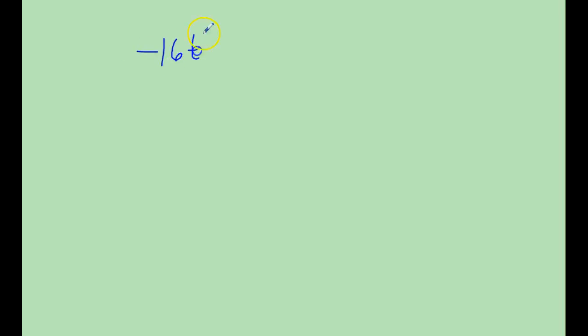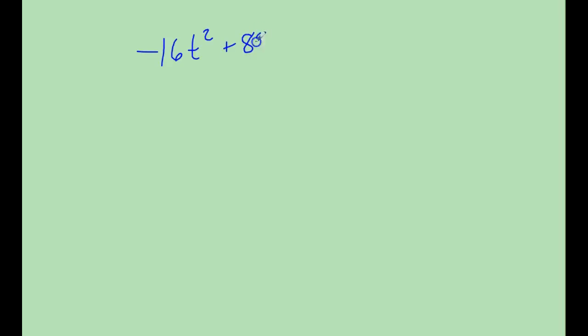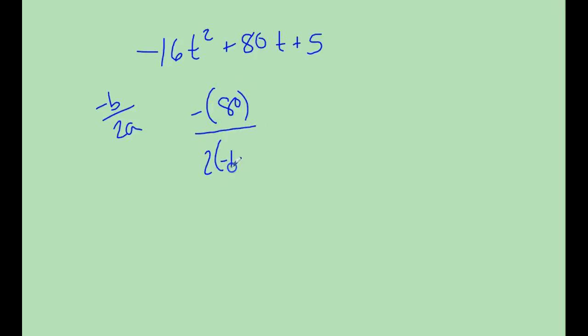Negative 16t squared plus 80t plus 5. So I need to find the maximum here. In order to find the maximum, I find the vertex, which is negative b over 2a. So I've got my negative b, which was 80, over 2, and my a is negative 16. So now I've got negative 80 over negative 32. I see that both are negative, so it's going to end up being positive, and both are divisible by 2, so let's simplify.